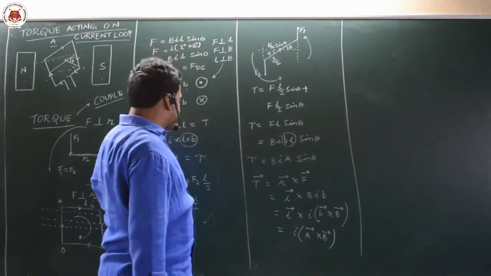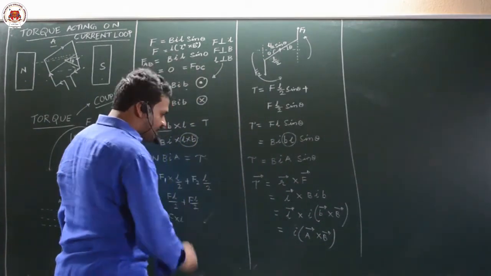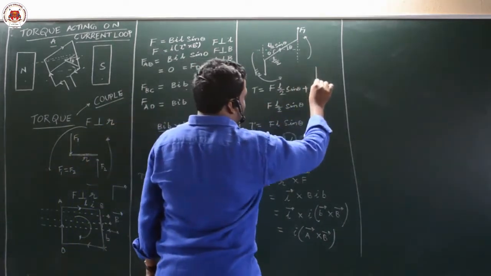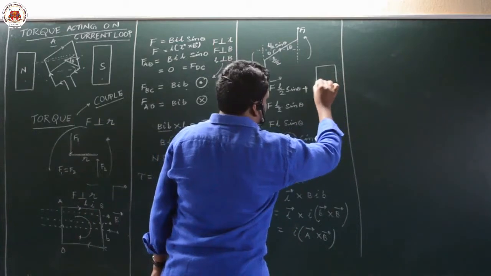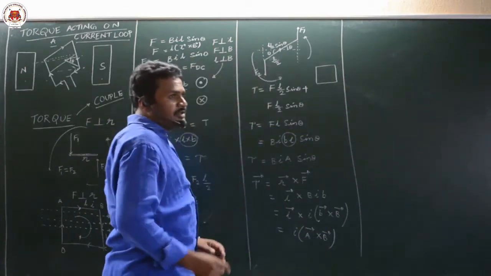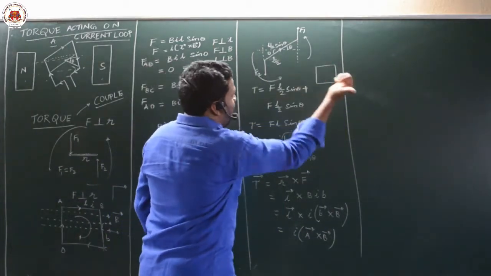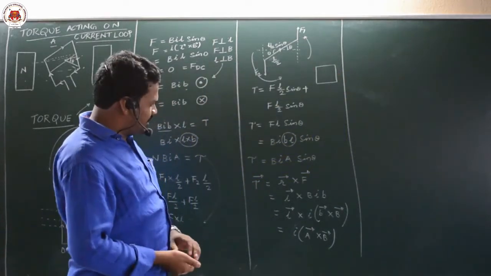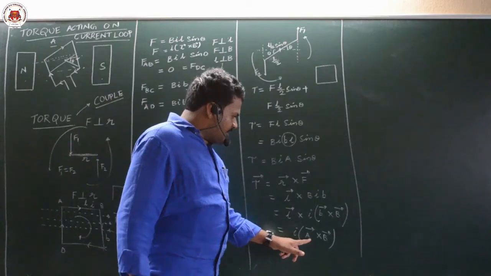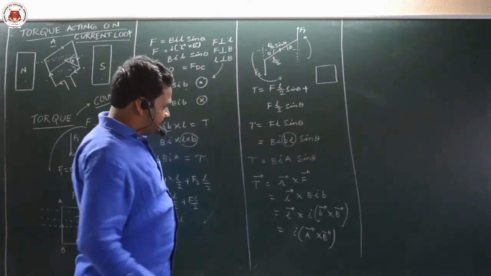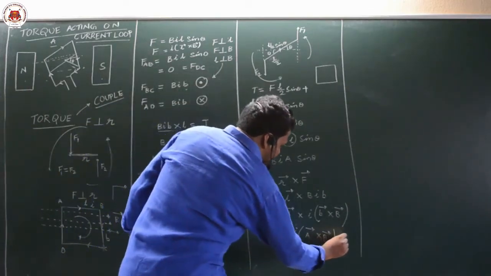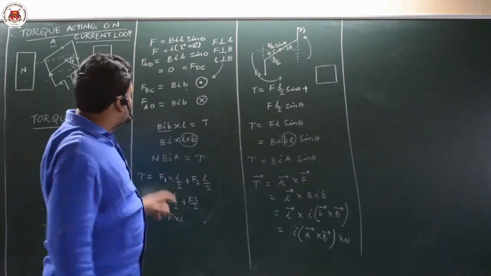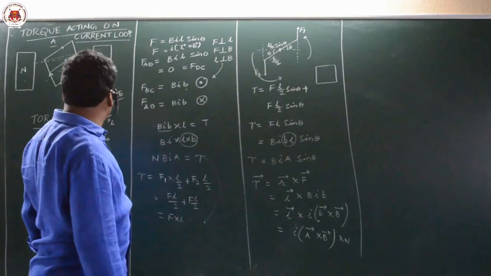Now what is the direction of the area vector? You will get the doubt. While discussing Gauss law, I told what is the direction of the area vector. If this is the area, the area vector is perpendicular to this, either this side or this side. That is the area vector. So A bar cross B bar is nothing but torque. If it contains n turns, multiply with n. So this is the discussion on torque acting on a current loop.